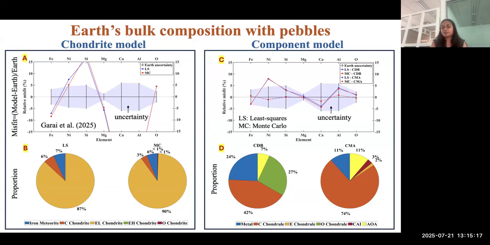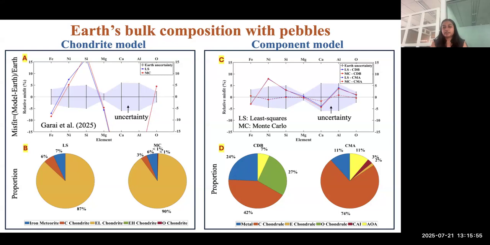Since least square and Monte Carlo both find the same convergence rate and the same results, I'm showing only the least square while showing the proportion of it. But it's not different than Monte Carlo. One more thing is that in the chondrite model, it is mostly enstatite or EL-type chondrite. Focus on this big yellow region, which is my model yielding EL chondrite to be 90%. However, in the component model, I find that the majority is C chondrule, which again agrees well with pebble accretion.